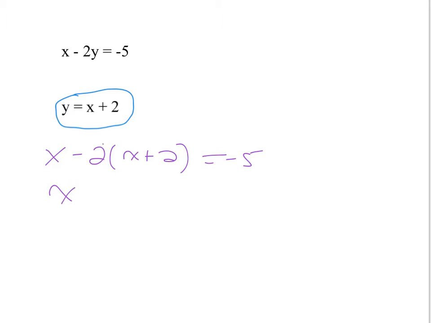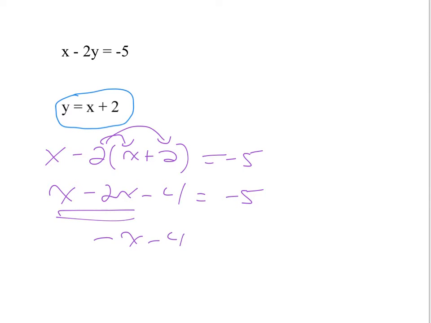I'm going to distribute my negative 2, negative 2x. Negative 2 times 2 is negative 4, and that's equal to negative 5. X minus 2x, I'm going to combine my like terms. X minus 2x is negative x minus 4 is equal to negative 5. Add the 4 to both sides. It looks like negative x is equal to negative 1. So I divide both sides by negative 1. X is going to equal positive 1.